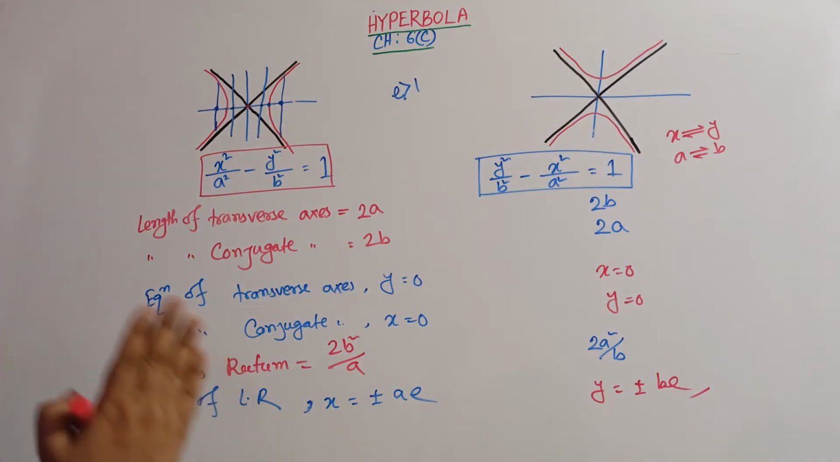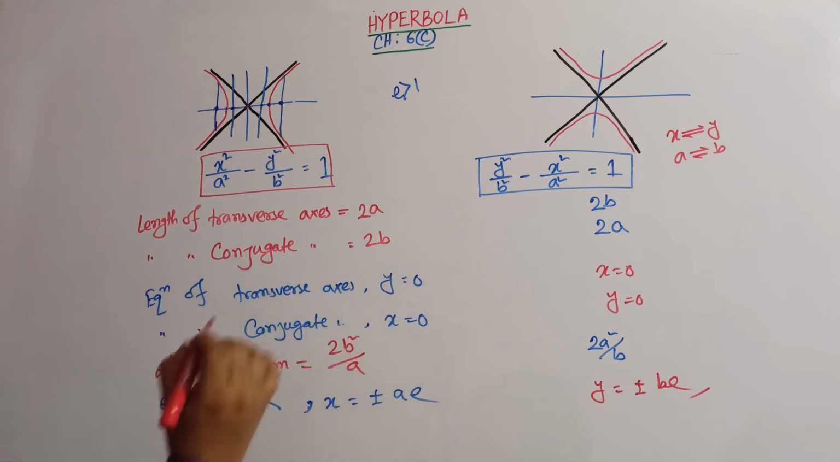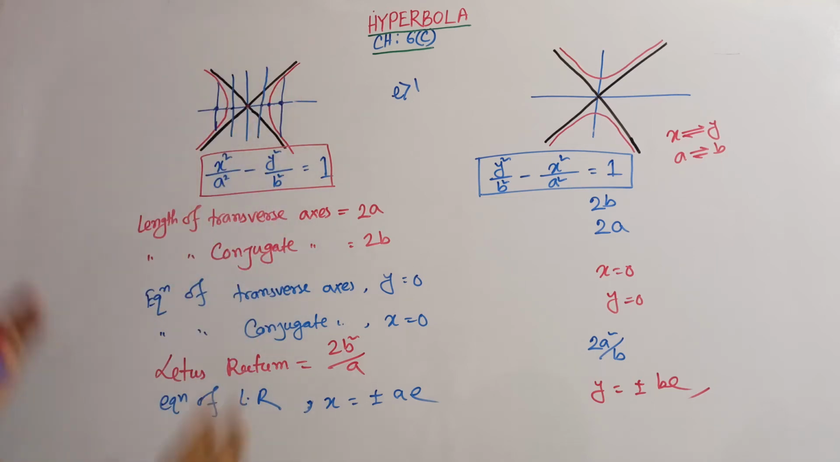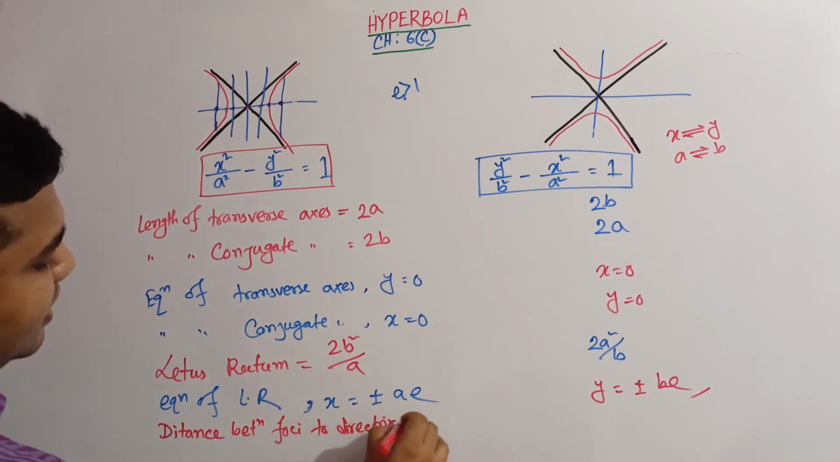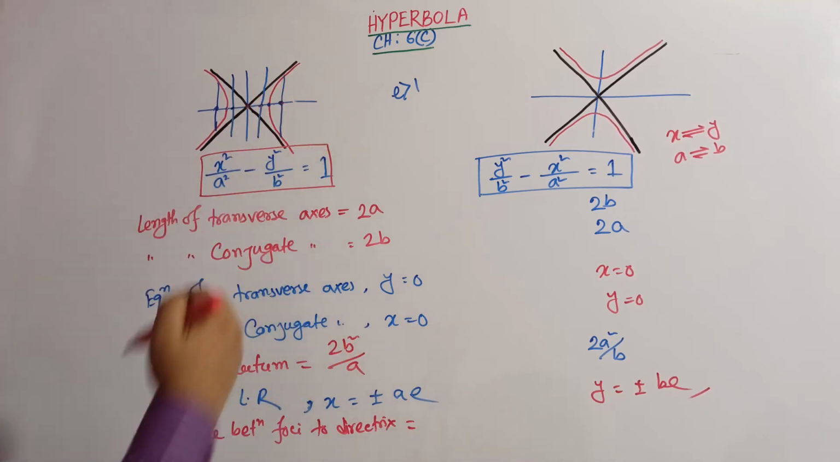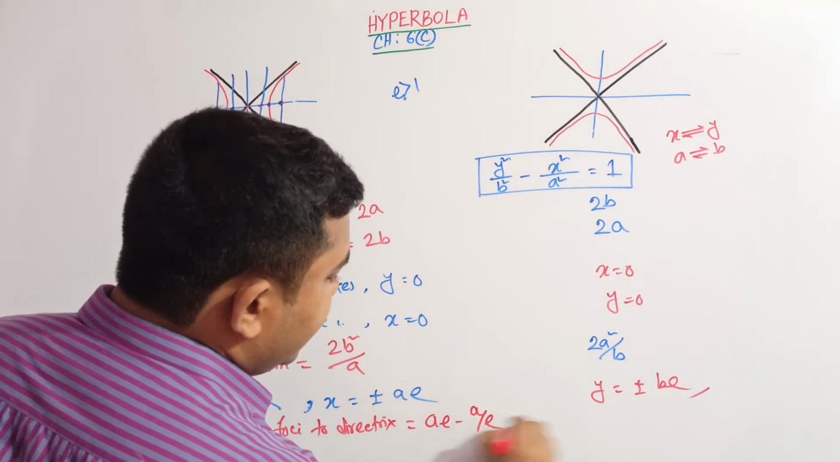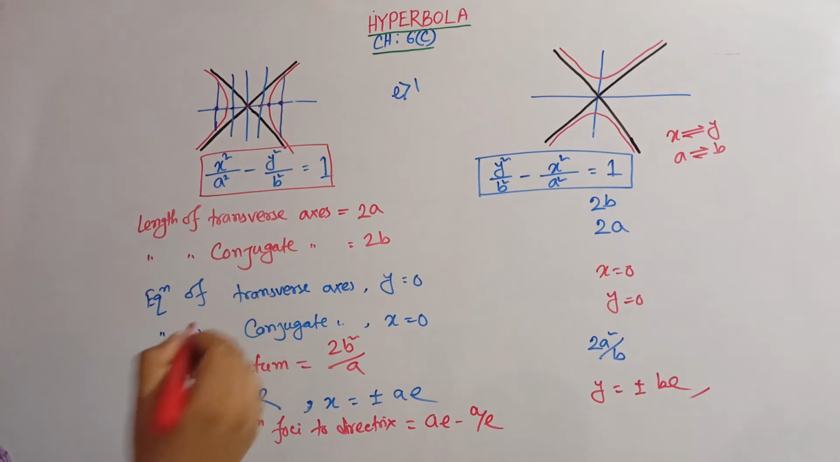Okay, now we'll go for some distances between these two. For example, what's the distance between this foci and the directrix? The distance between foci and directrix should have been, it was what? The foci was plus minus ae and the directrix was a by e. So it must be ae minus a by e. That is the distance between foci and directrix.